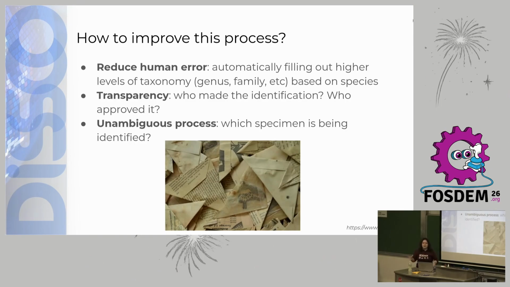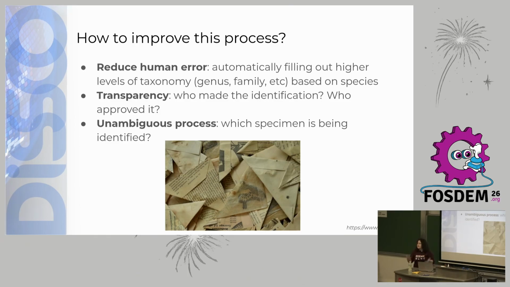So working with our target users, we identified a couple of ways that DiSSCo can help. The first was reducing human error with taxonomy. It would be really helpful if we could automatically fill out taxonomy instead of relying on people not only getting the specimen name right, but also the family, the genus, the order, the class, all of the higher levels of taxonomy. We also want to capture transparency.